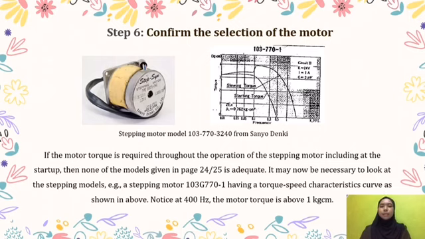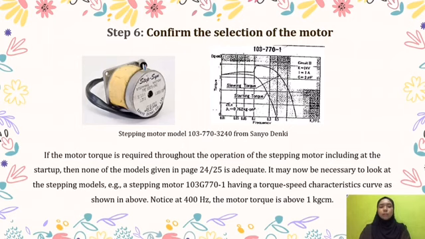For the last step, step 6, confirm the selection of the motor. Stepping motor model 103-770-3240 from Sanyo Denki. If the motor torque is required throughout the operation of the stepping motor, including at the startup, and none of the models given is adequate, it may be necessary to look at other stepping motor models.